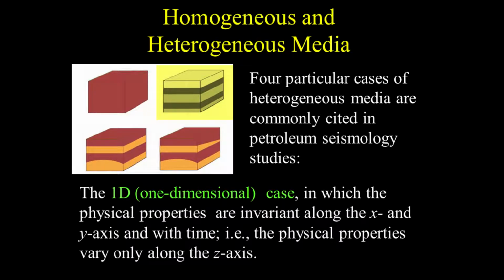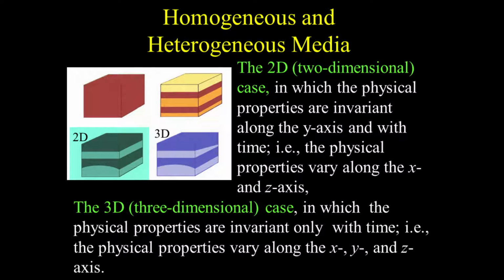Four particular cases of heterogeneous media are commonly cited in petroleum seismology studies. The 1D or one-dimensional case, in which the physical properties are invariant along the x and y axis and with time. That is, the physical properties vary along only the z-axis. The 2D or two-dimensional case, in which the physical properties are invariant along the y-axis and with time. That is, the physical properties vary along the x and z-axis.